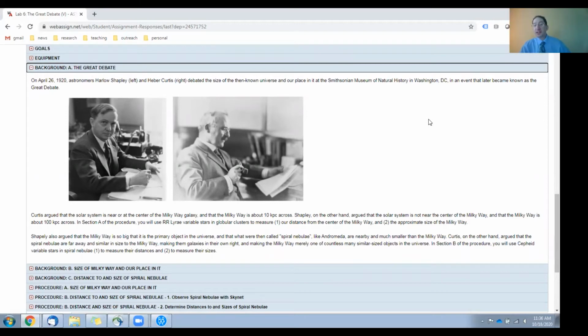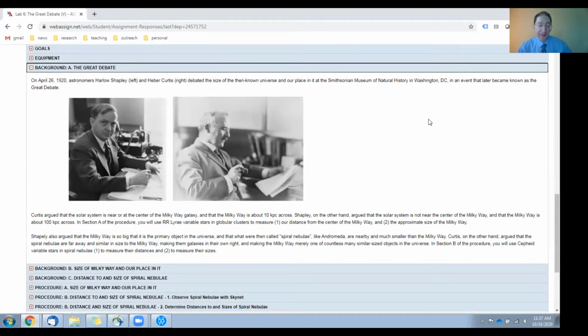And the debate takes place in two parts. In the first part, Curtis argued that the solar system was near the center of the Milky Way galaxy, our galaxy, and that our galaxy was fairly small, only about 10 kiloparsecs across. Shapley, on the other hand, argued that the solar system was in the outskirts of the Milky Way galaxy, and that our galaxy was rather large, about 10 times bigger than Curtis's estimate, 100 kiloparsecs across.